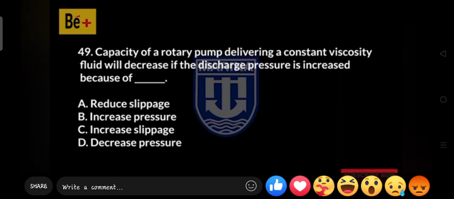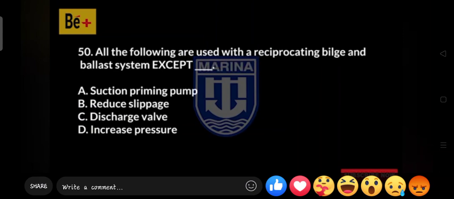The capacity of a rotary pump delivering a constant viscosity fluid will decrease if the discharge pressure is increased because of A. Reduce slippage. B. Increase pressure. C. Increase slippage. D. Decrease pressure. The answer is C. Increase slippage.